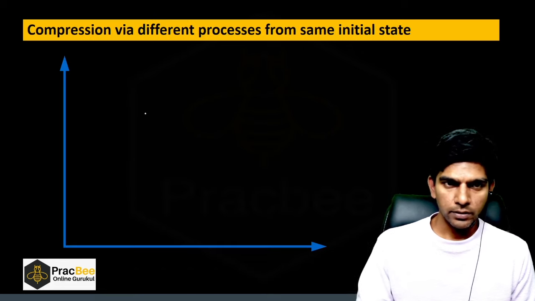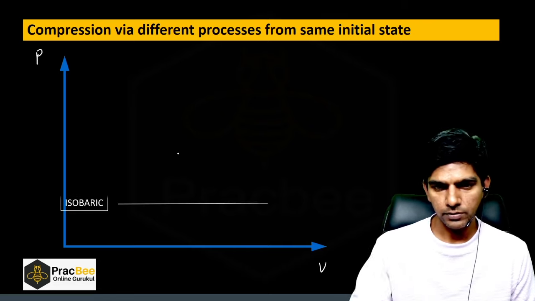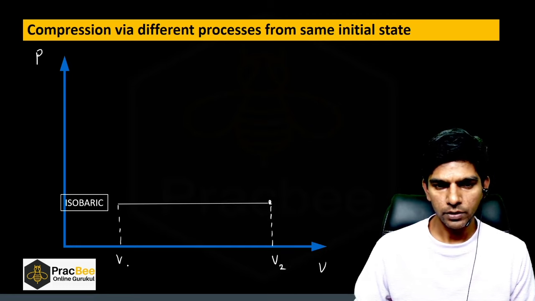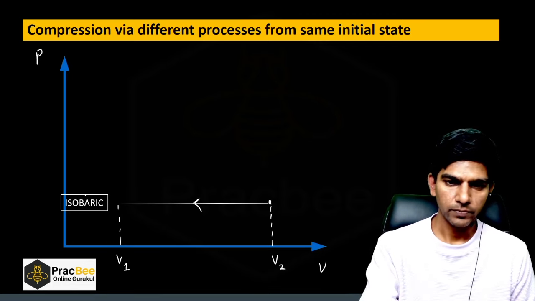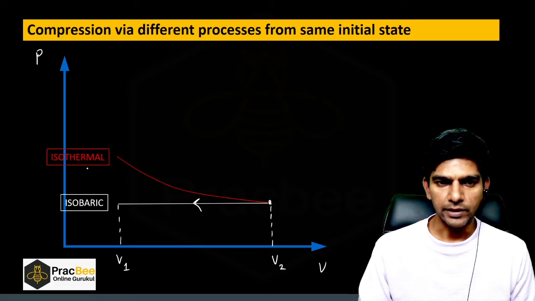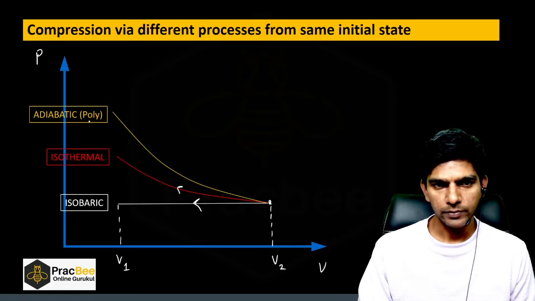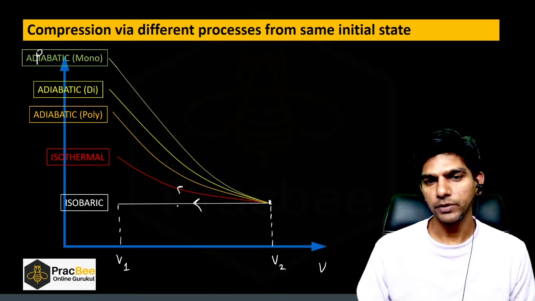Now, if we want to find the compression, starting from the same initial state, let us say this is our initial state with volume V2, and we are going to a volume V1 like this. So this is the isobaric process. Then we have the isothermal process, and then the adiabatic polyatomic gas, then diatomic, and then monatomic. So this is the curve.